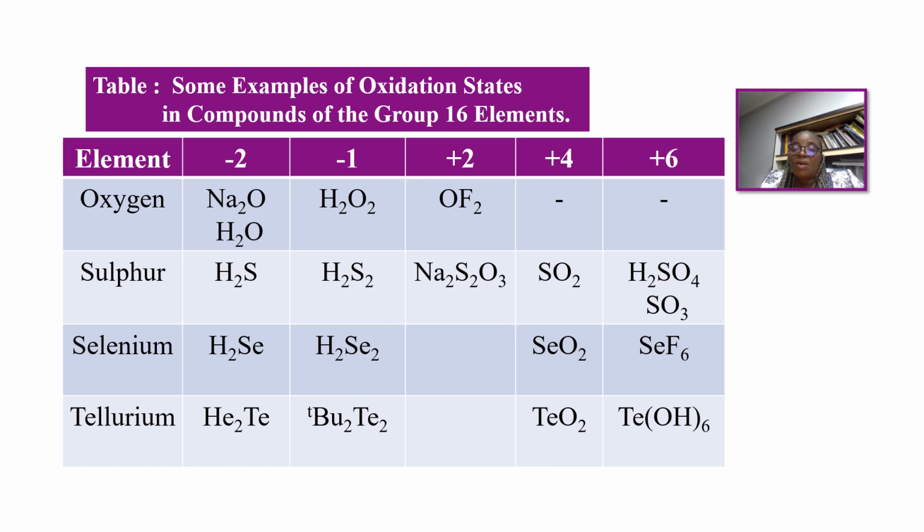The regular oxidation states shown by the chalcogens include -2, -1, +2, +4, and +6. Most of them exhibit all these oxidation states, like sulfur. Sulfur can exhibit all these oxidation states.